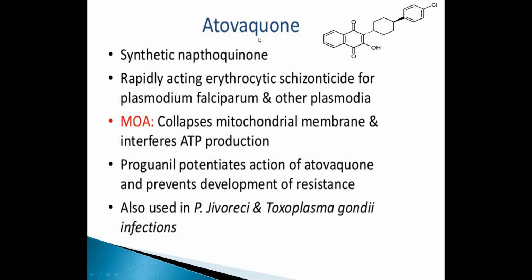Along with proguanil, it potentiates the action of Atovaquone and prevents the development of resistance. So it is given in combination with proguanil to prevent the development of resistance, and it is also given for the treatment of Plasmodium vivax and Toxoplasma infection. So these are the uses of Atovaquone.